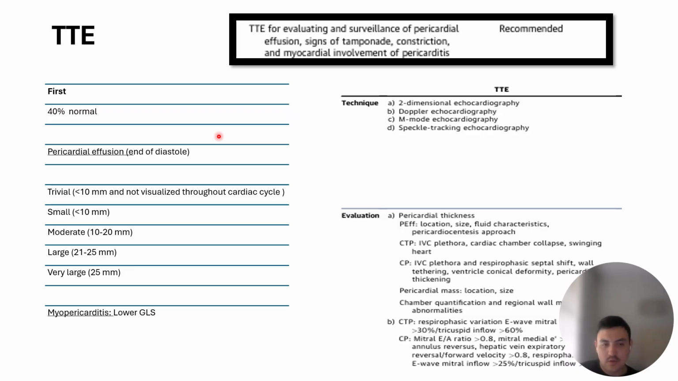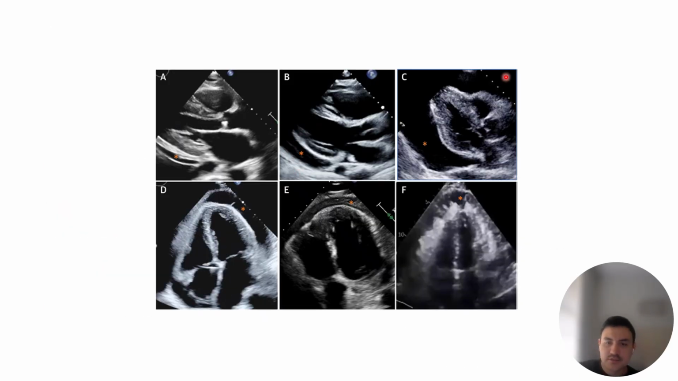You can also evaluate the involvement of the myocardium, whether you have dysfunction of the LV, or you can do a global longitudinal strain, where if it is lower, that can hint at myopericarditis. The myocardium is involved, especially with the elevation of the troponins. These are pictures of how the pericardial effusion is found. This is small in image A. This is moderate, and this is large, very large pericardial effusion.